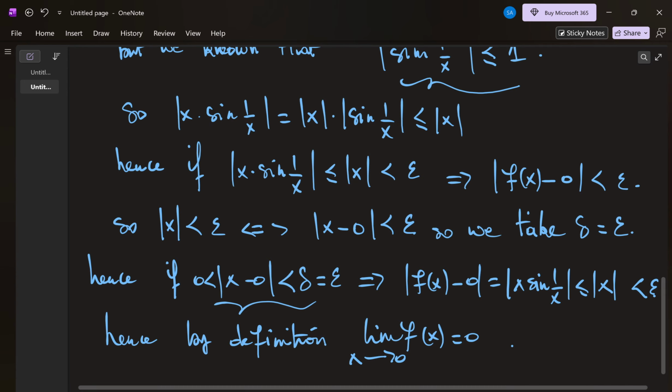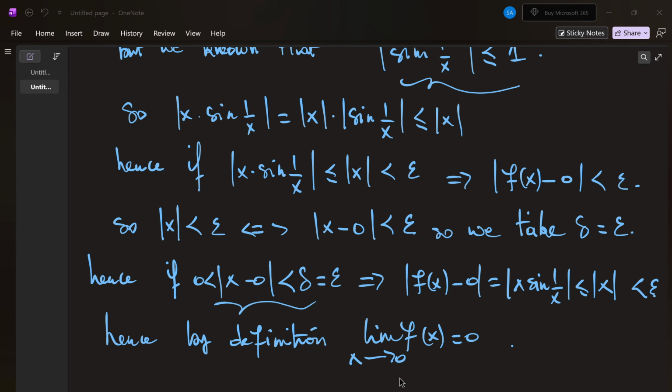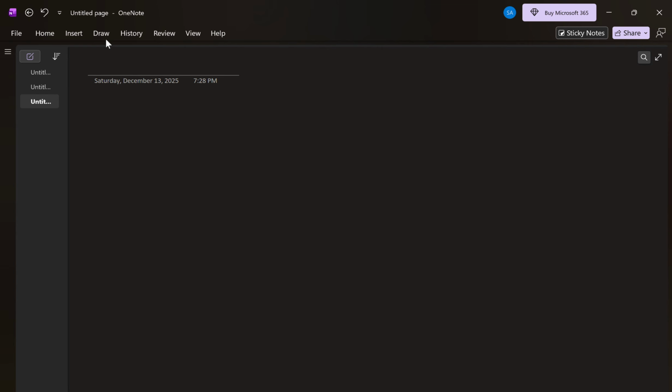Now, the next question tells you to deduce that f is not continuous at x equals 0. So, now, deduce that f is not continuous at x equals 0. How to do this?